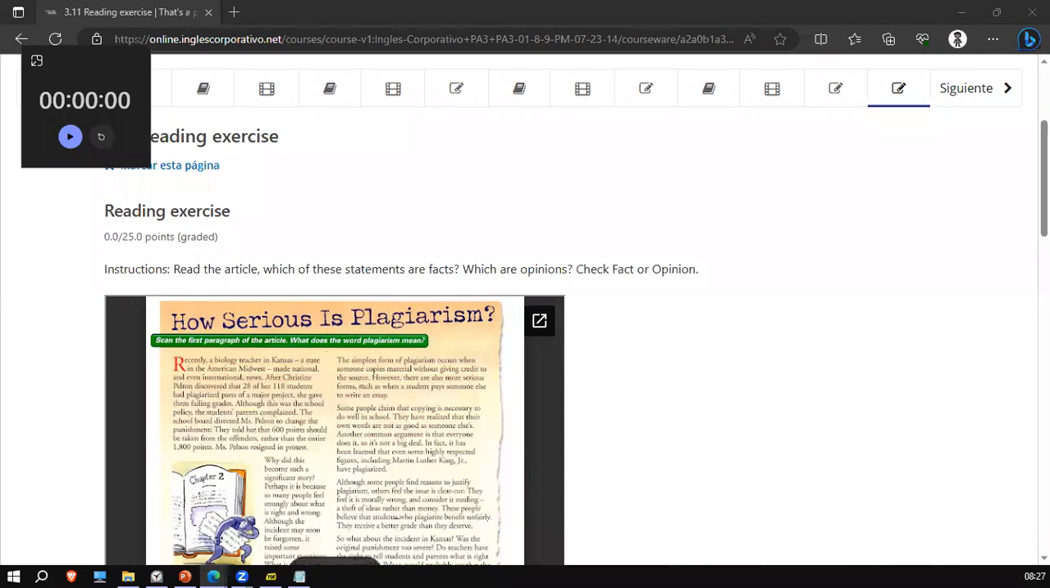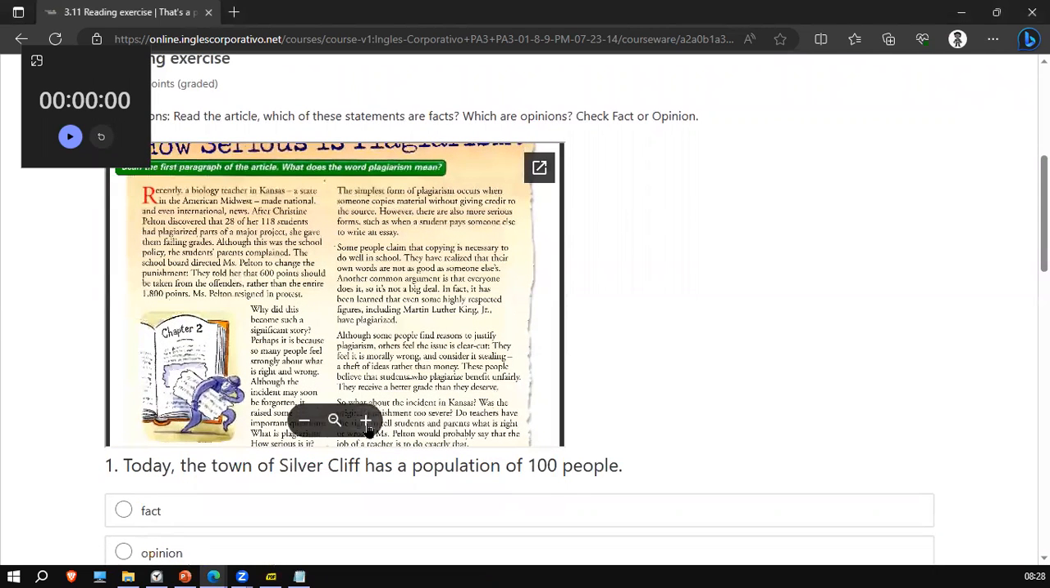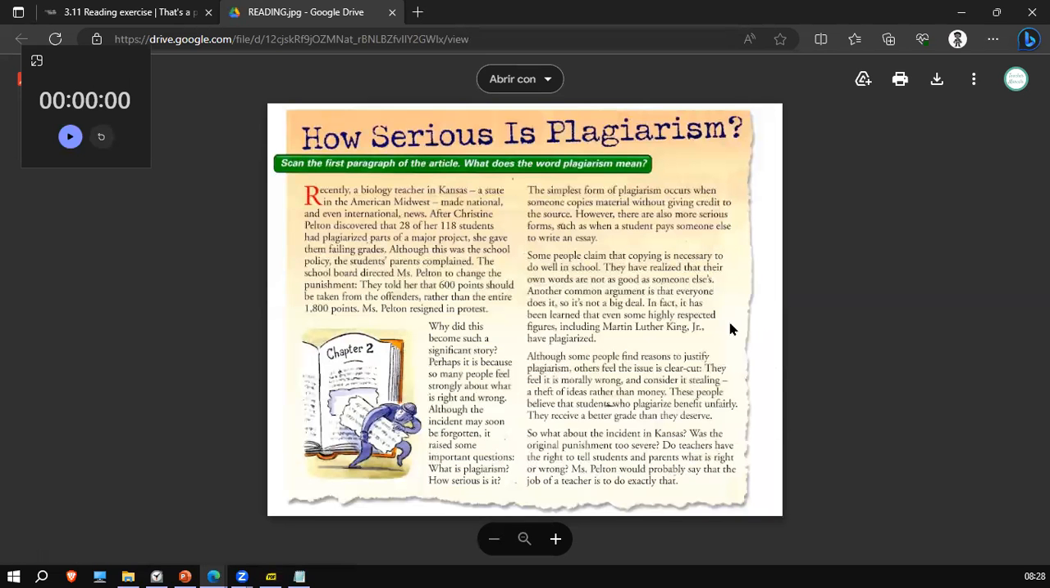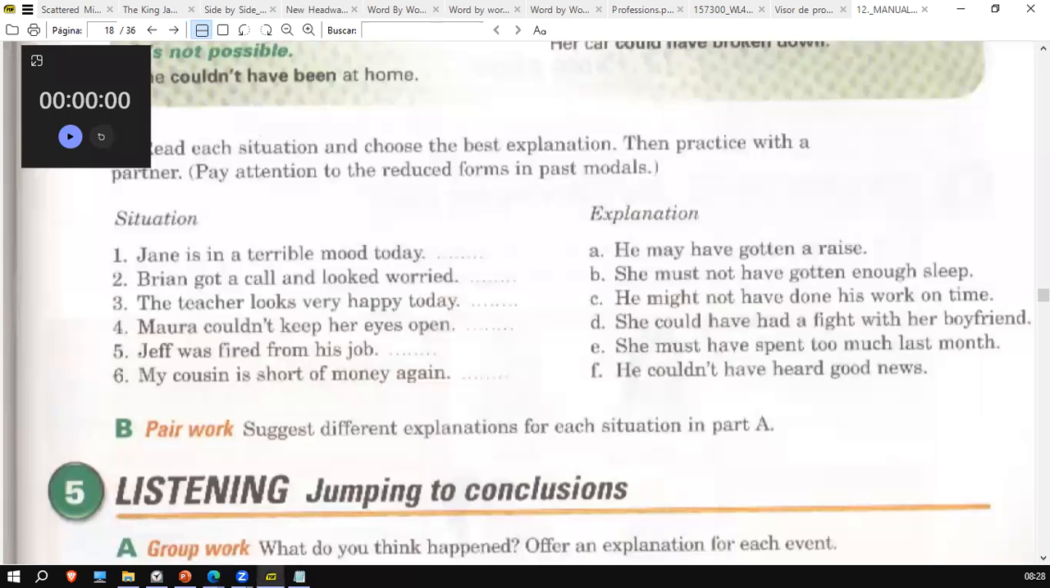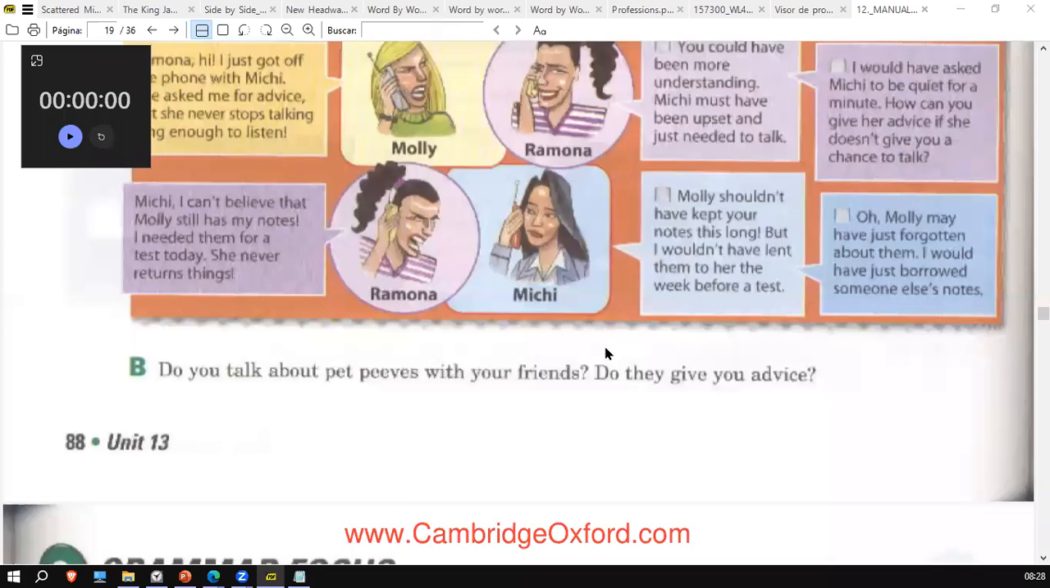Yes. The article is a mistake. The town Silvercliff, and it doesn't say in the... I went to see Manuel. The manual. He is in his manual. Yes, the article is correct in the manual. And what's the name of the article in the manual? What is the name of the article here in the manual?